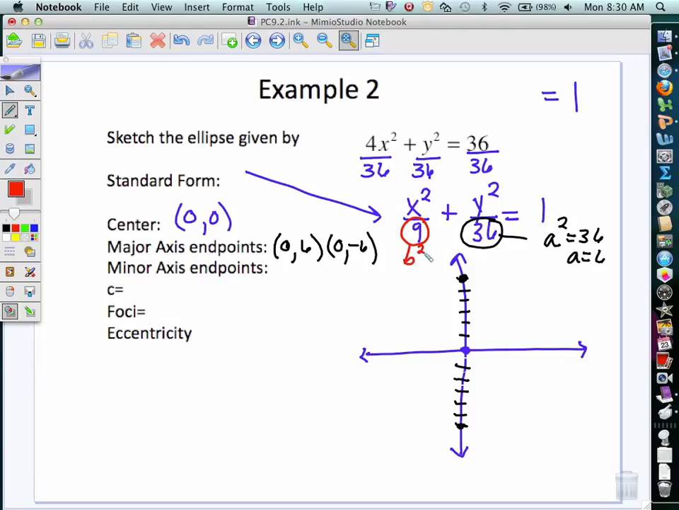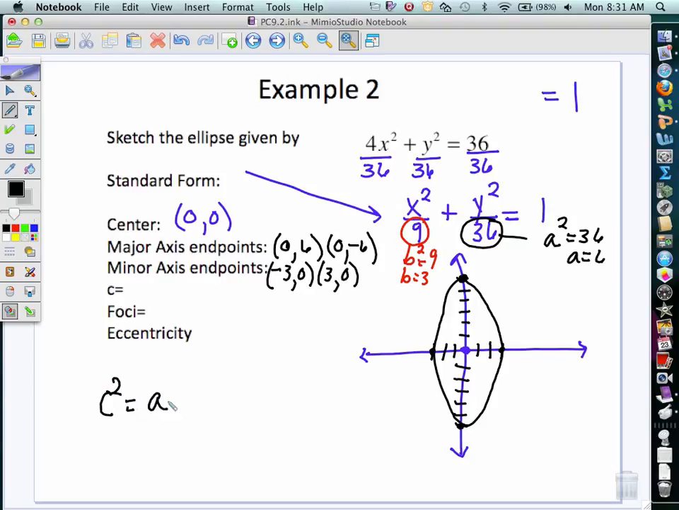Okay, the minor axis. Well, the minor axis is going to come from our b squared. So this is b squared equals 9, so b is equal to 3. So 3 units out, 3 units to the right, 3 units to the left. So that's negative 3, 0, and 3, 0. And there's our ellipse. Try drawing that one again. That's a little bit better.